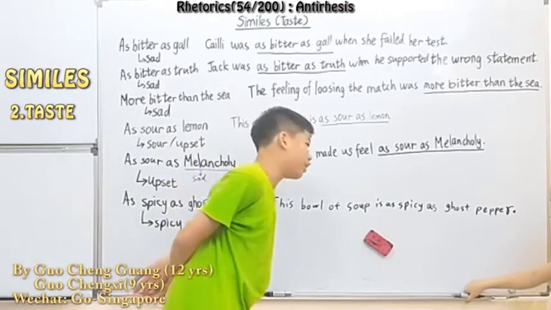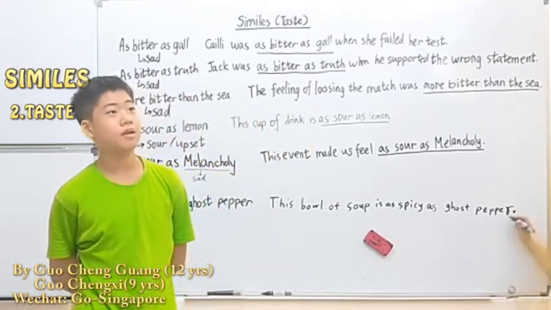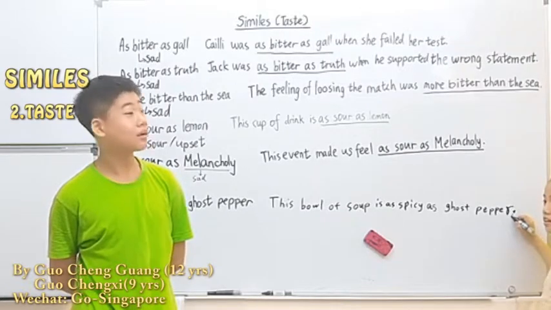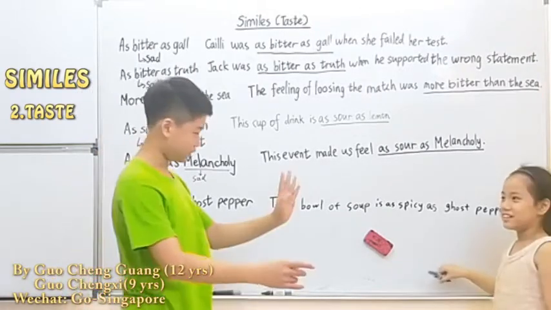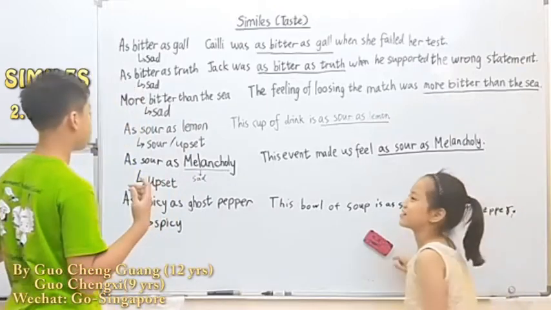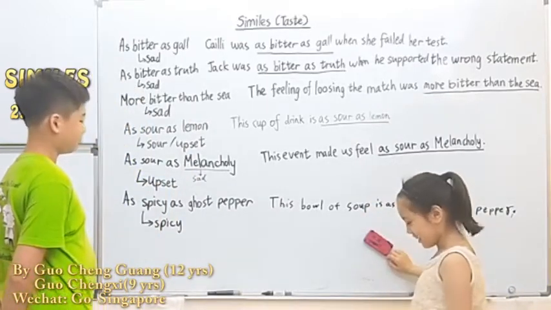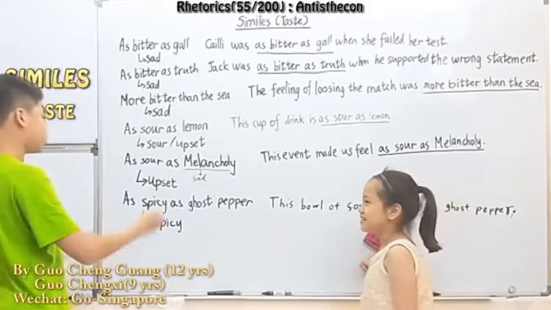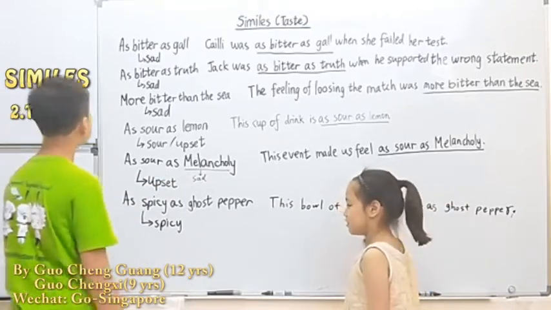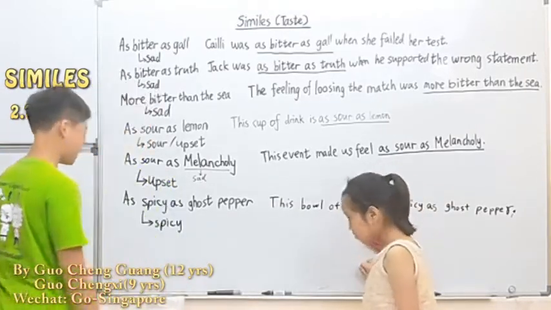Then, if you want to add more description, you can say, my tongue is literally on fire right now. Wait, okay, there's just one thing. What do you want to say, literally, anyway? You can just add that, right? Okay, so we have bitter, we have sour, we have spicy.